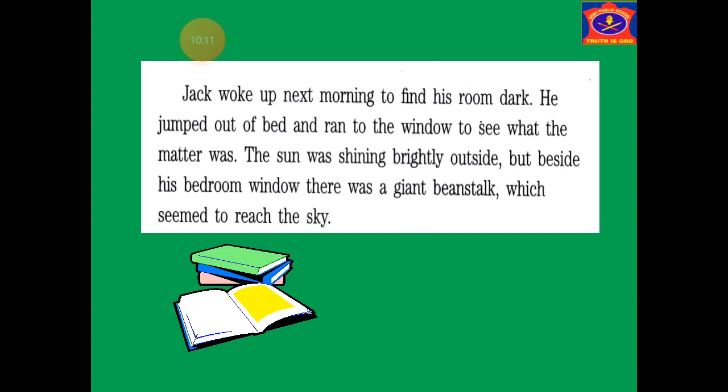Now in the morning when Jack woke up, what did he see? He saw that his room was dark, and he jumped out of the bed to find out why the light was not coming into the room though the sun was shining brightly outside. So children, what did he see? He saw out of the window that there was a giant, huge beanstalk outside the bedroom window which was blocking the sunlight entering his room. The beanstalk was so huge that it seemed to touch the sky.